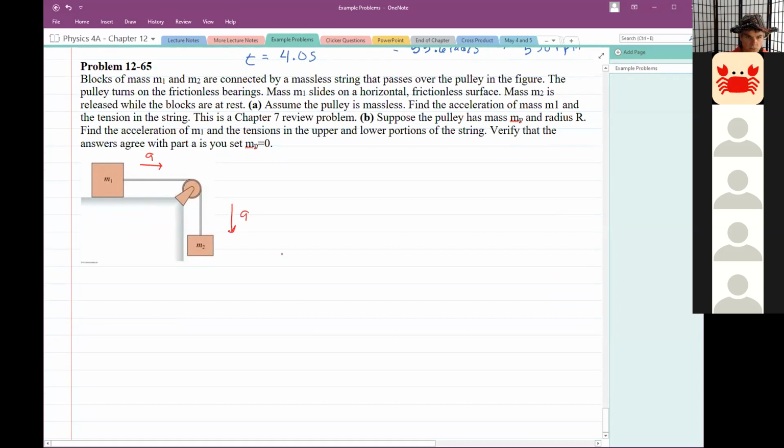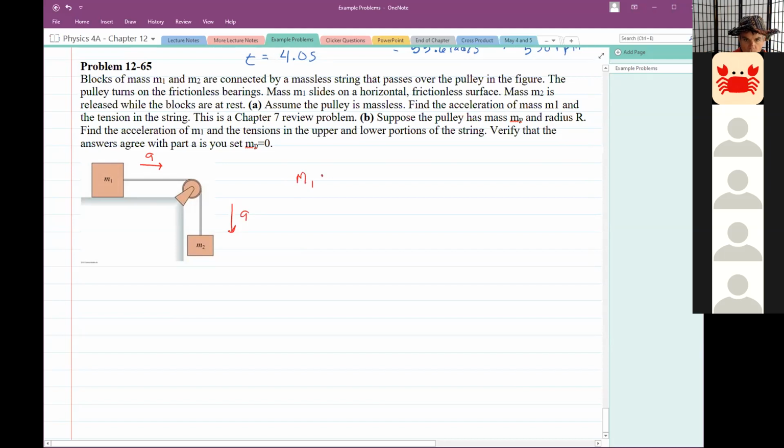The magnitudes of the accelerations will be exactly the same as long as the rope cannot stretch. If the rope can stretch, then it's possible that M2 could move a different distance than M1. But as long as the rope can't stretch, M1 moves a certain distance to the right, M2 has to move that exact same distance down in the same amount of time. And if you remember, what we did is we drew free body diagrams.